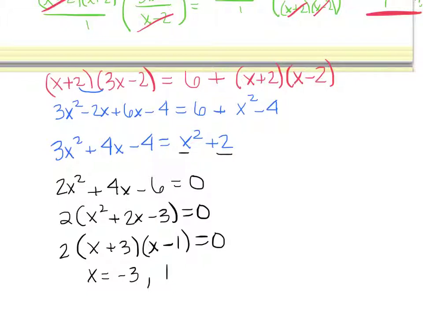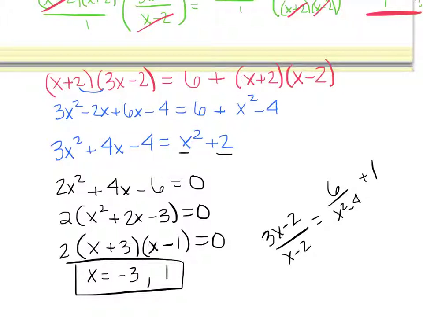And if I go back and plug that into my original equation, which was 3x minus 2 divided by x minus 2 was equal to 6 divided by x squared minus 4 plus 1. If I plug my negative 3 in and I plug my 1 in, you'll see that both of these actually work, so these are both solutions, and I can include both answers then in my final answer.